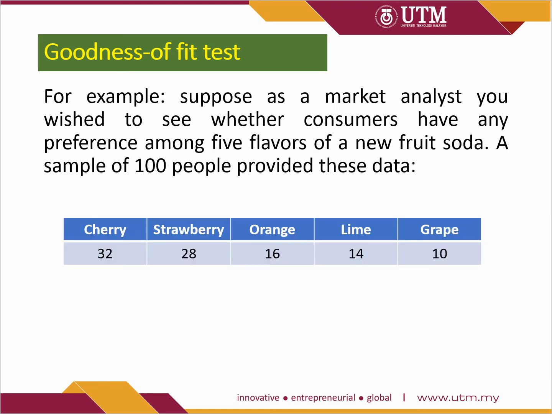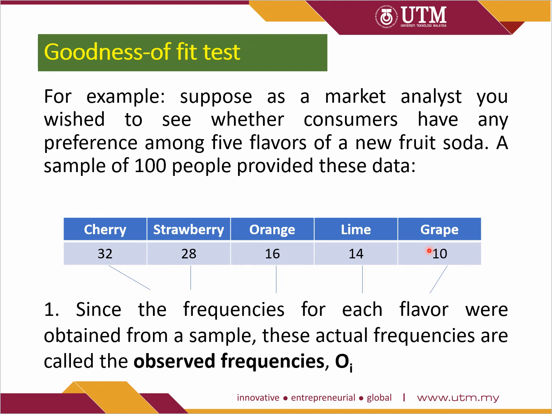And these are the flavors for the new fruit soda: cherry, strawberry, orange, lime, and grape. This value is the number of people that chose cherry. 28 chose strawberry, 16 orange, 14 lime, and grape was chosen by 10 people. All these values we call the observed frequency, where the observed frequency is the frequency that we obtain from a sample. We denote it as Oi.